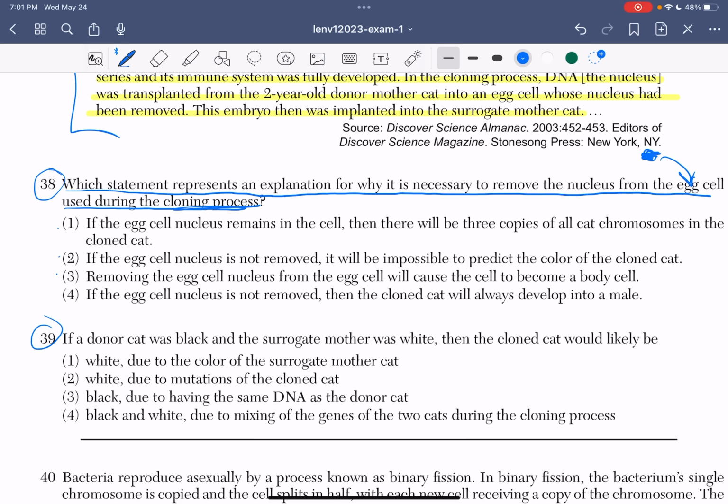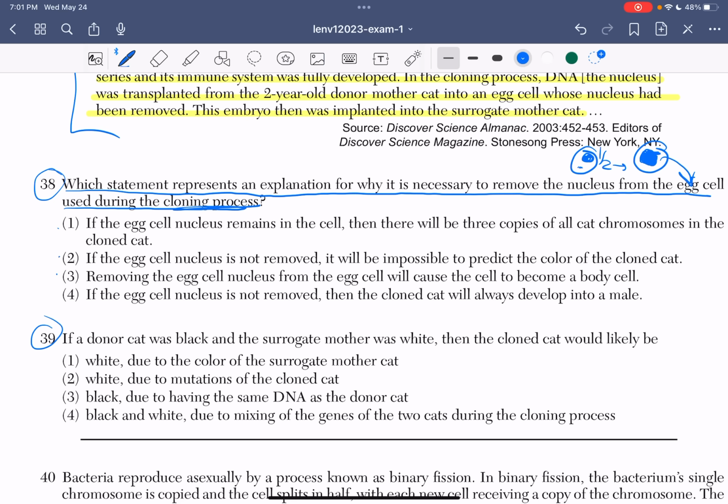Let's say you take the egg from a cat, right? That egg is going to have the chromosomes that it was going to give, half, to the new kitten. If you're cloning something, it has to have all of the chromosomes ready to make a full kitten. So you need the full chromosomes of a cat.